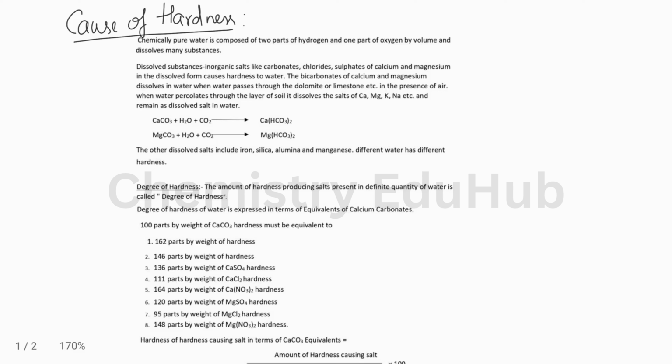Now let us see the cause of hardness. How is the hardness caused in the water? So chemically, the water formula is H2O. That means 2 parts of hydrogen combine with 1 part of oxygen. Now the chemical name of water is hydrogen oxide. It's a binary compound with 2 different elements, and oxygen is the electronegative element with negative charge, so it is hydrogen oxide. The common name is water.